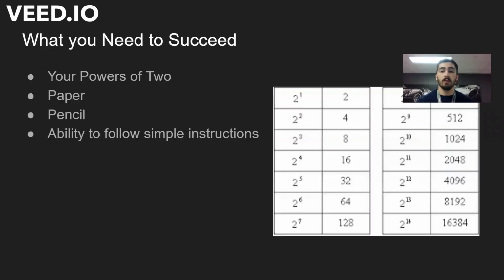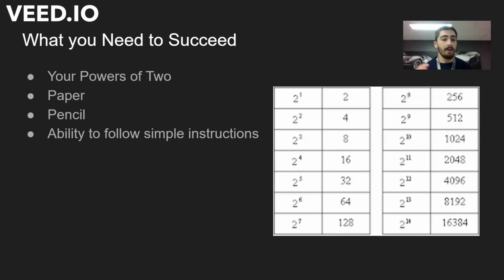But first, let's start with what we need to succeed. And most importantly, your powers of 2. You have to either have them memorized or just have to have a table with you. You need a paper and pencil or something to write with, and the ability to follow simple instructions. Let's get into those simple instructions.